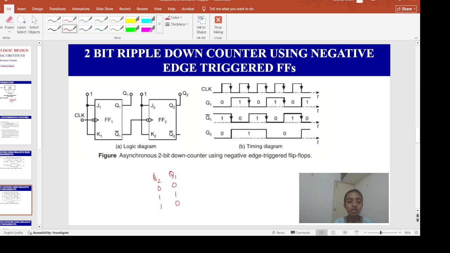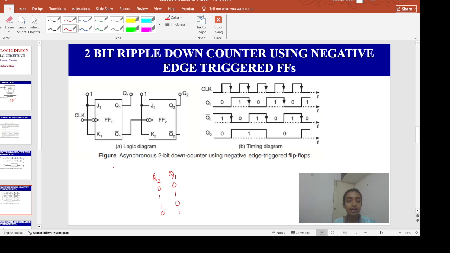Now at the negative going edge of the third clock pulse, again this first flip-flop will toggle, right? So what will happen? This Q1 will go from 0 to 1, so Q1 bar will go from 1 to 0. So a negative going signal is appearing at the second flip-flop. Okay, so it will toggle the second flip-flop and Q2 will change its state from 1 to 0, right? So the state of the counter after the third clock pulse is 0 1.